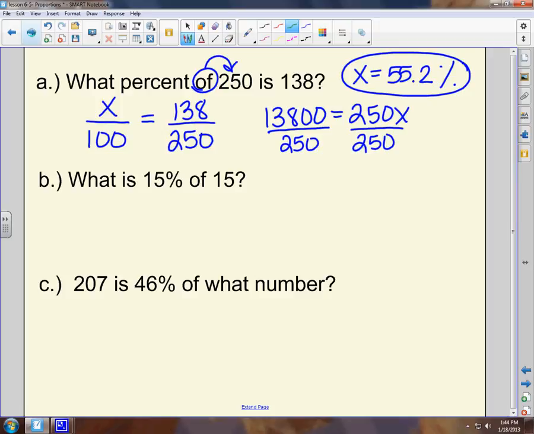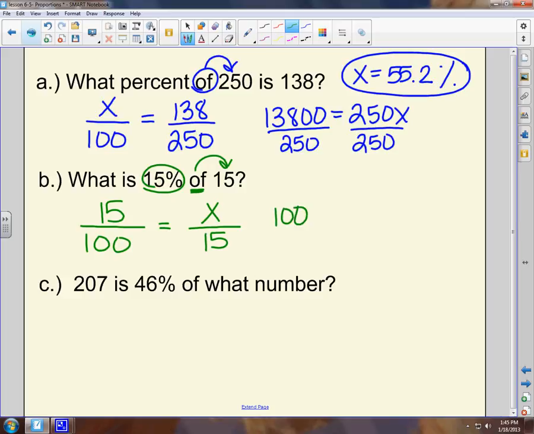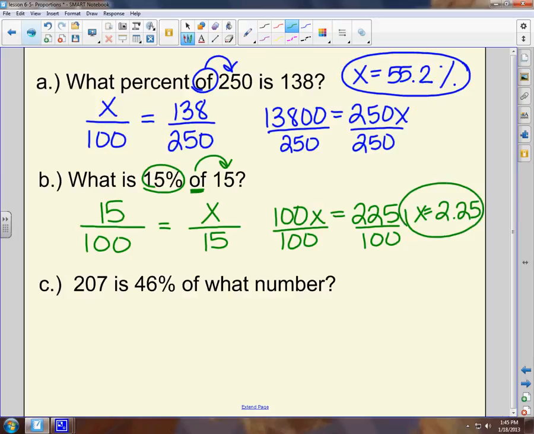55.2%. Okay, next, I'm going to set up my proportion. I always have 100 on the bottom. And then I look for a percent. Oh, there is one. There's a 15%, so that goes above 100. And then I look for the word of. The number right after it goes on the bottom, and then the last space is x. So I cross multiply, I get 100x equals 15 times 15 is 225. And then I divide by 100. So x equals 2.25. And it says, what is 15% of 15? So 2.25 is my answer.